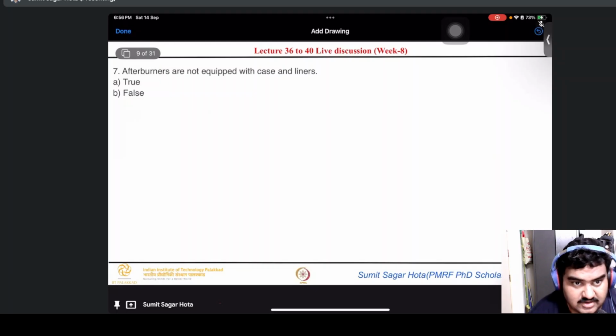The afterburners are not equipped with a case and liner. That's absolutely a false statement. In the afterburner, one case is required and one liner mechanism is also required. These are the afterburner's internal parts, how afterburners are designed and how they reuse the exhaust. There will be a case, or outer cover, and a liner mechanism required so that we can again reuse these exhaust gases.